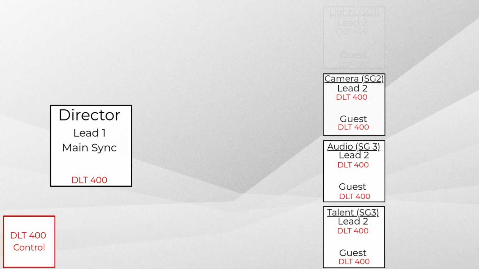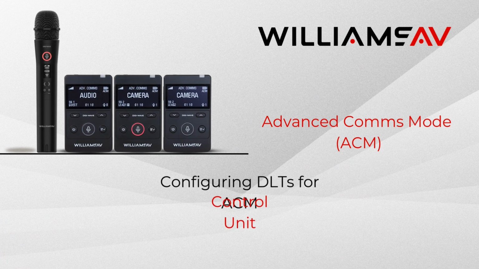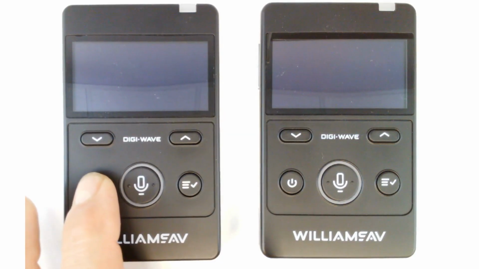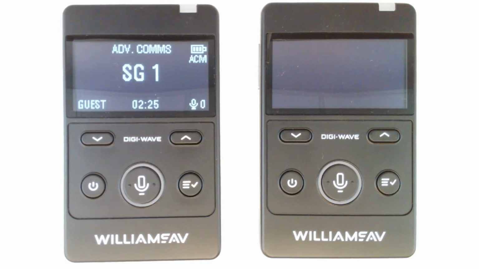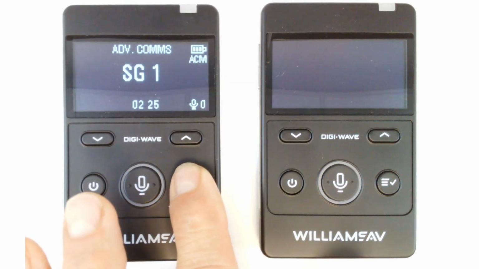Next, let's start configuring these devices. We'll begin with the control unit. To power on the DLT-400 ACM, press and hold the power button for 2 seconds. Once powered on, press and hold the menu select button located to the right of the microphone button for 2 seconds to enter the settings configuration menu.